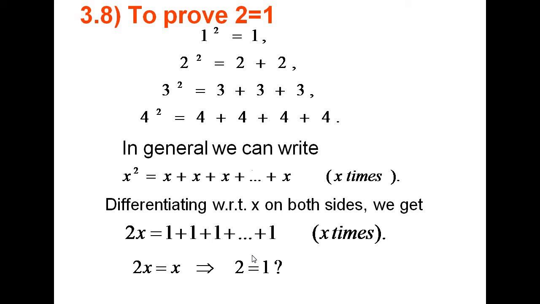Oh, 2 is equal to 1. Actually, this is not possible, but we are getting a wrong result. Tell me, which step is wrong. Now here we have proved 2 is equal to 1. This is an impossible result. This is a contradiction.